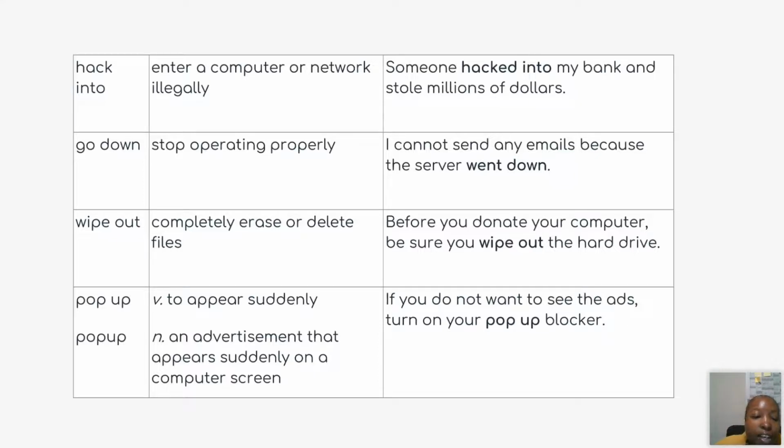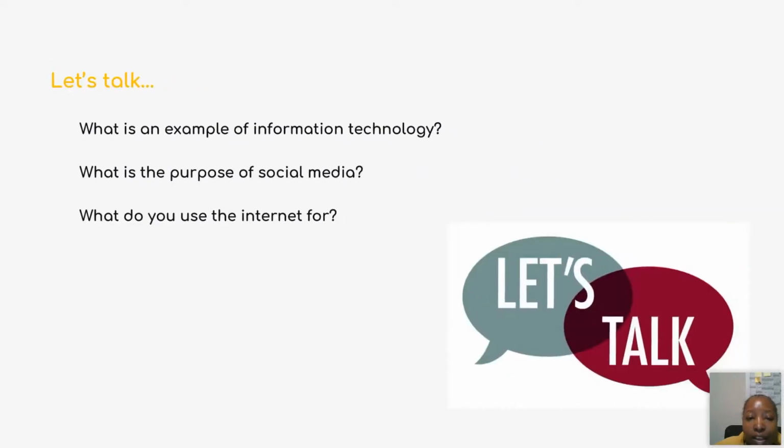The next one is pop up. This means to appear suddenly, or an advertisement that appears suddenly on a computer screen. So if you want to see the ads, turn on your pop-up blocker. Okay, so these are some of the words that we have learned today.